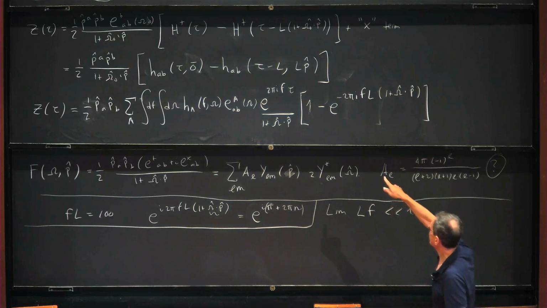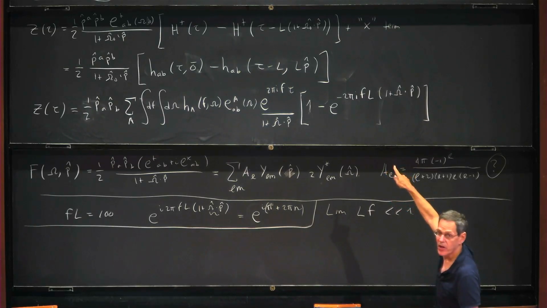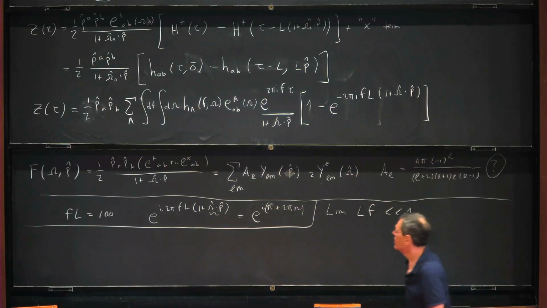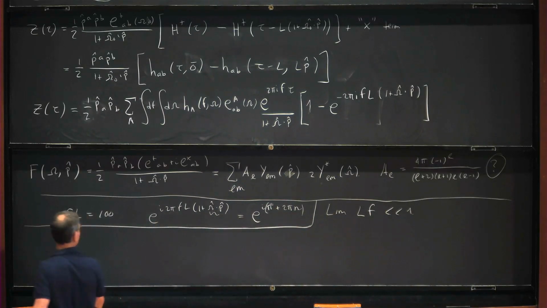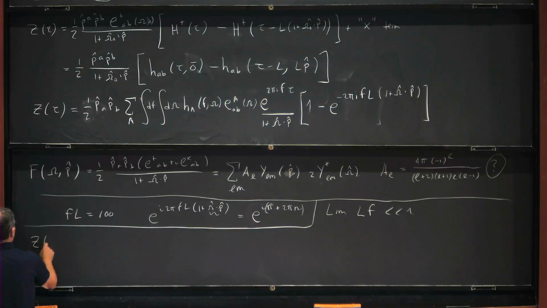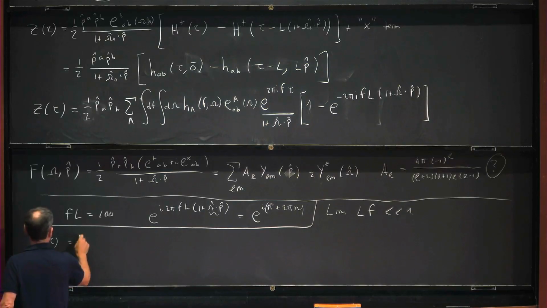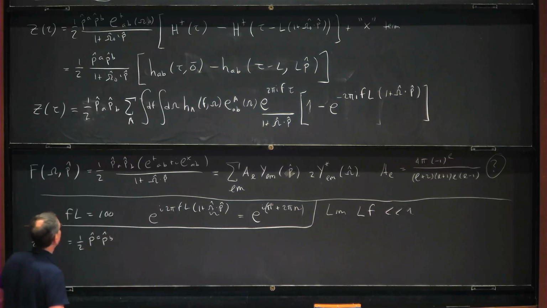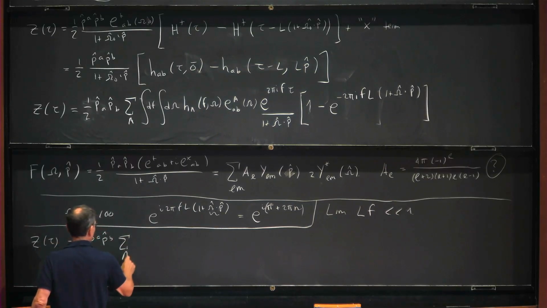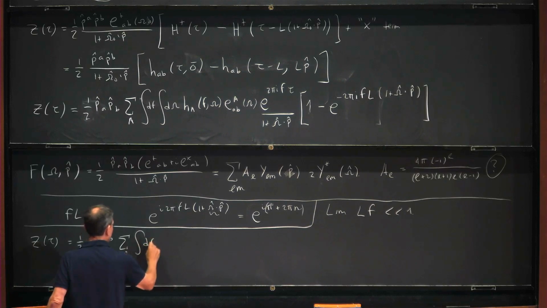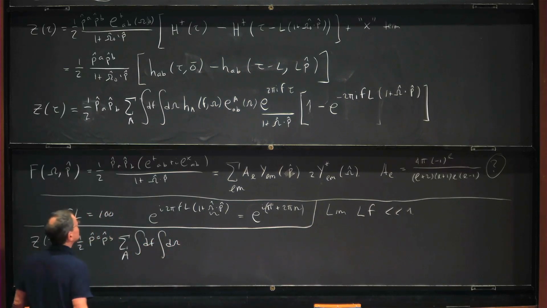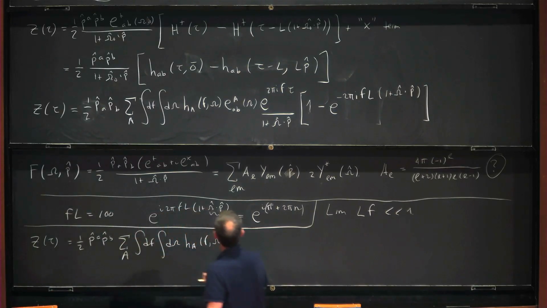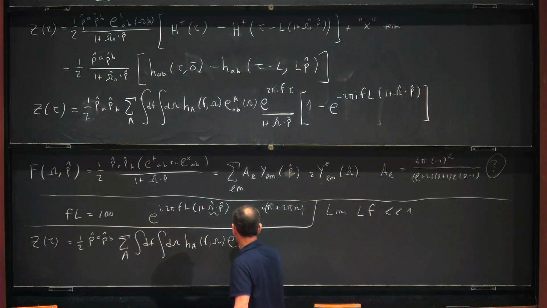But you can do that in your head, because when FL is very small, then the exponential there is just 1 plus the argument. So look what happens. We get z of tau is 1/2 the arm direction. Then there's a sum over polarizations, an integral over frequencies, an integral over directions. There's our amplitude. There's a polarization tensor.